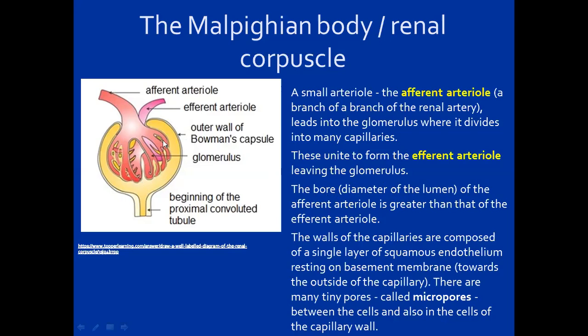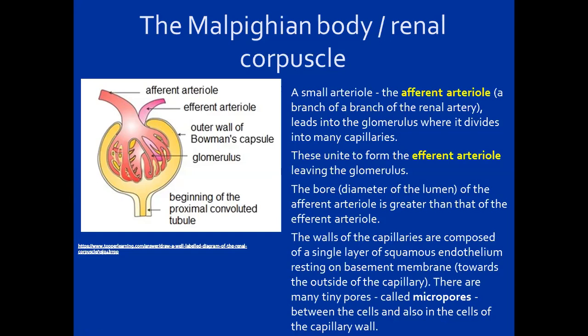So that pressure is important. You must remember, the bore of the afferent arteriole is bigger than the bore of the efferent arteriole, ensuring that more blood can go into the glomerulus than can leave. That sets up a pressure in the glomerulus. Okay. The walls of the capillaries are made of a single layer of squamous epithelium, as capillary walls are.